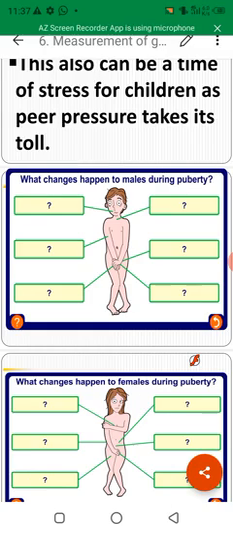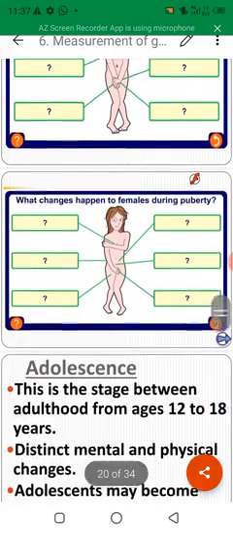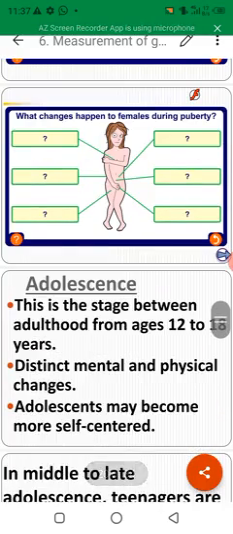So what changes happen to male during puberty? Write those things there and let me see it later. What changes happen to male during puberty? These are the things I want you to watch, to take notice of.